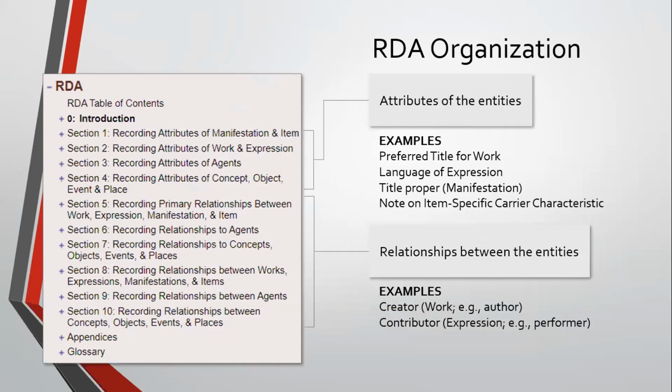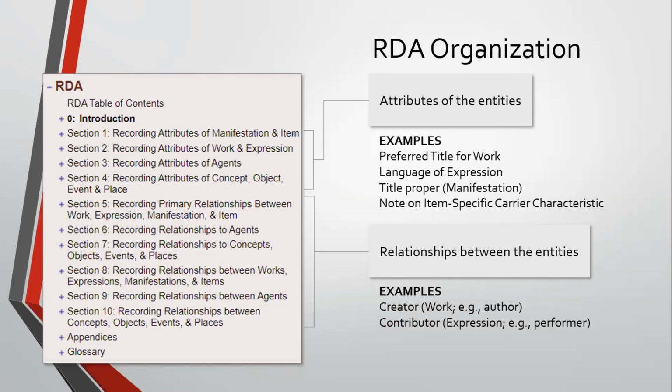So you can see this organization is really what I'm trying to point out. And here's a screenshot of the table of contents from RDA. You have the lovely pink background. So sections 1 through 4 of RDA are the guidelines for recording attributes of the entities. Preferred title for work and language of expression are both found under recording attributes of work and expression. And we might include both of those in a bibliographic record.